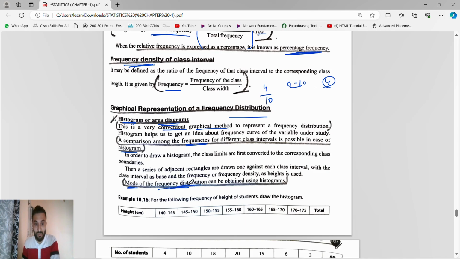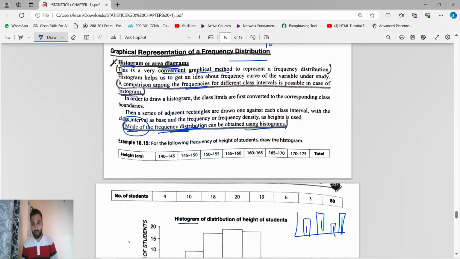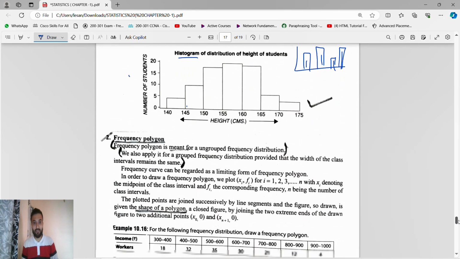Now this is important: mode of the frequency distribution. The mode of a frequency distribution can be obtained using a histogram. By using the histogram we will find out the mode. Very important.